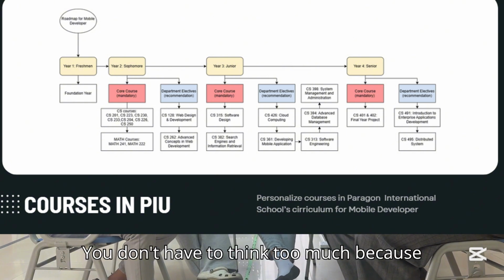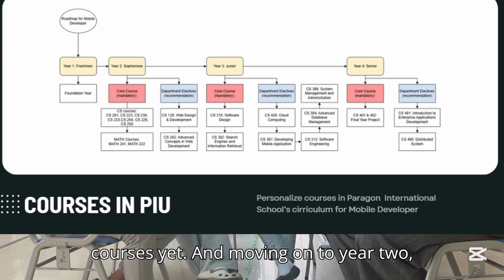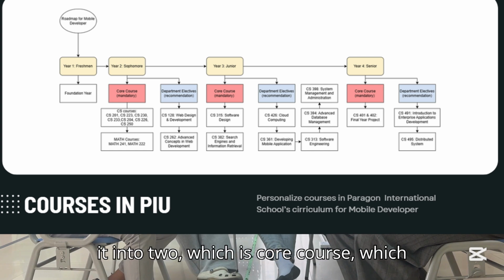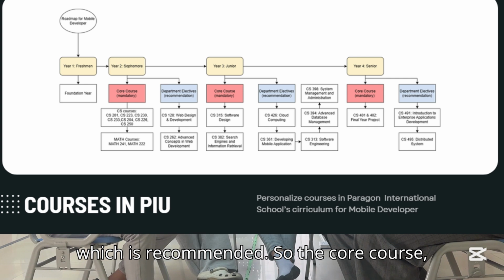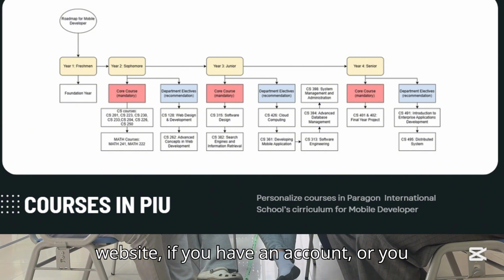You don't have to think too much, because as a first year you can't choose your courses yet. And moving on to year 2, sophomore. I would like to divide it into 2: core courses, which are mandatory, and department electives, which are recommended. The core courses you can check either in your app or website if you have an account, or you will study here.